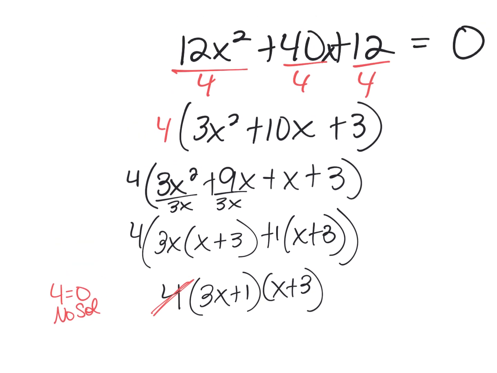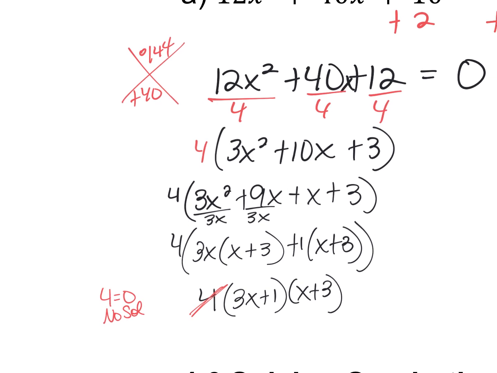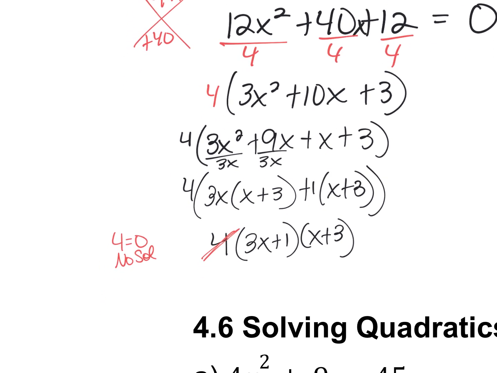If you would have kept it and factored, like up here, two numbers that multiplied to be 144 and added to be 40, you would still get the same answers that we're about to get the way we did it. These numbers are just much more of a pain. Okay, so set each piece equal to 0, so I have negative 1/3 and negative 3.